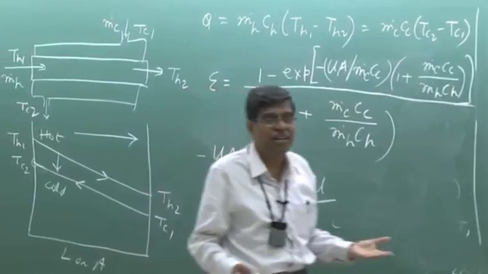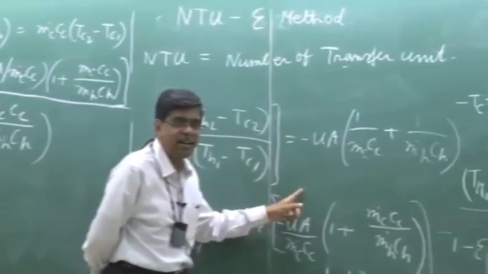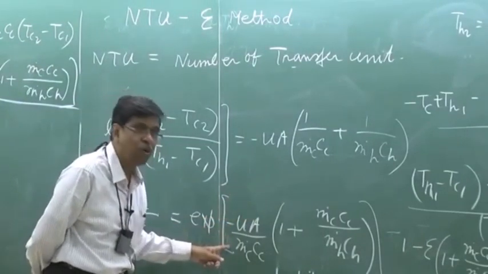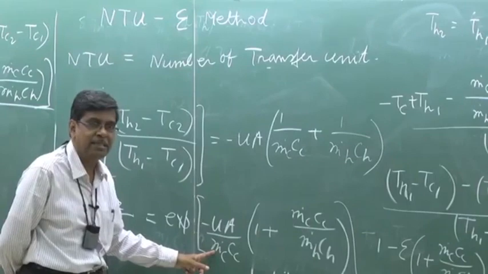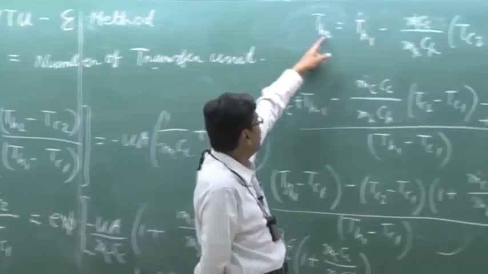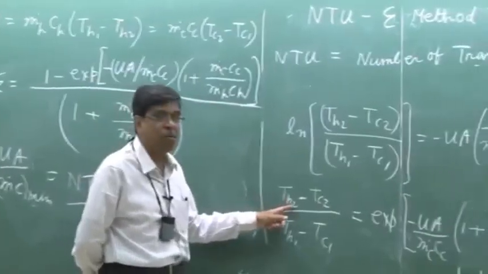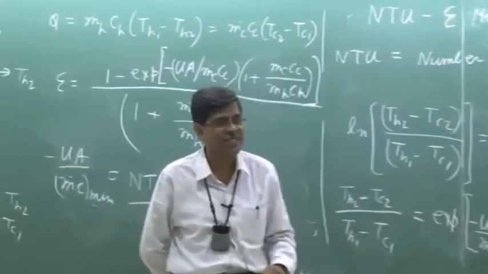But how to do it? Just interchange. Here I will start again. I started with cold fluid as the minimum fluid; now with hot fluid as the minimum fluid, I will take m dot hCh. This is not all. Secondly, Th2 will not be substituted from this equation; that is the second catch. Here Tc2 will be substituted.